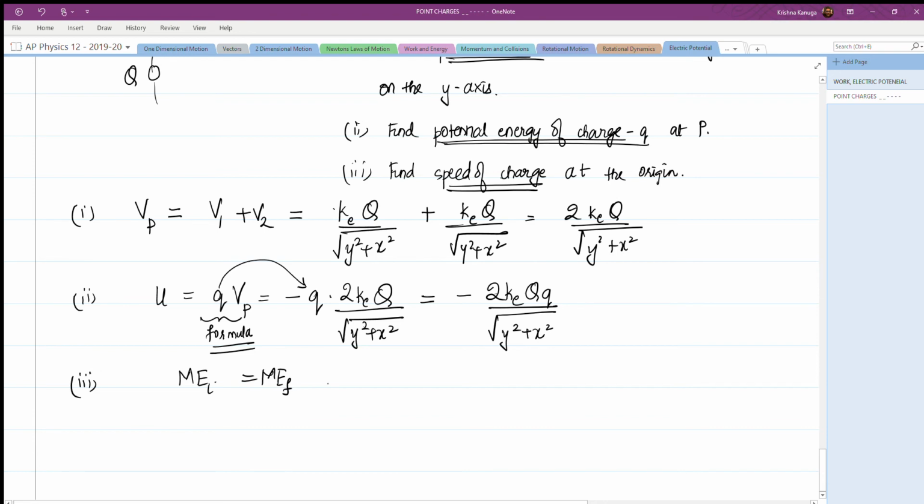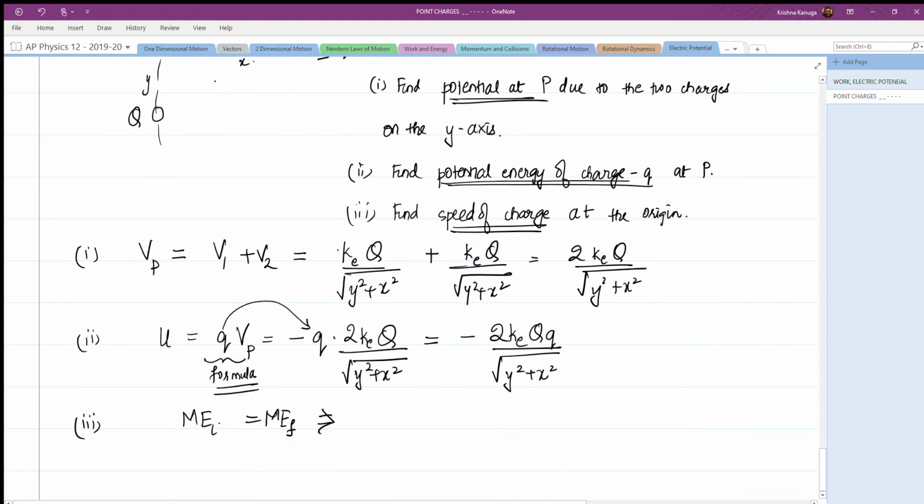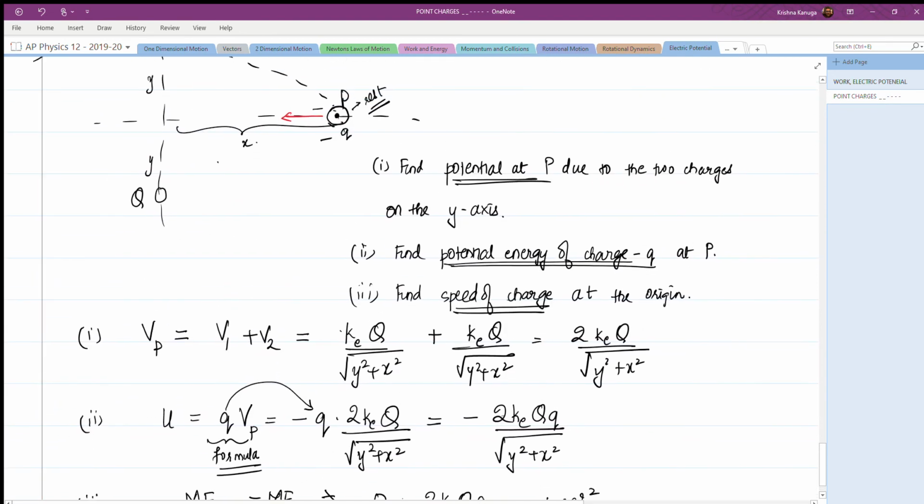What that tells us is that when the particle is all the way at P, its MEI, we already know it's at rest, so kinetic energy is 0, and its potential energy is negative 2 Keq q over square root of y square plus x square. This is equal to, when it's at the origin, it's going to have some kinetic energy, 1/2 mv square, and it's also going to have potential energy.